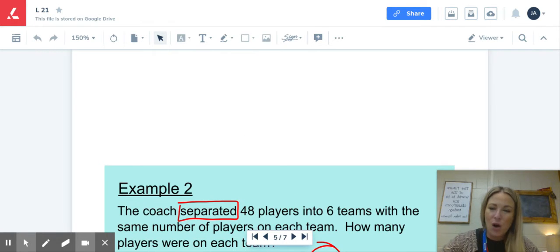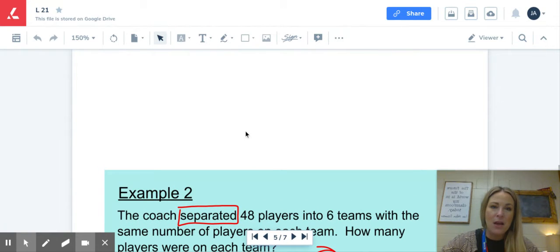Okay, a coach separated 48 players into 6 teams with the same number of players on each team. How many players were on each team? Okay, so go ahead and pause right here and give this a try.